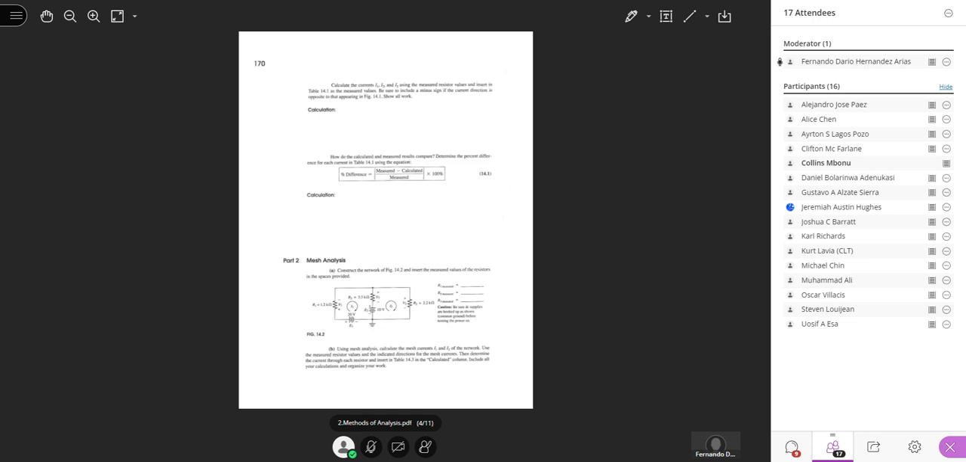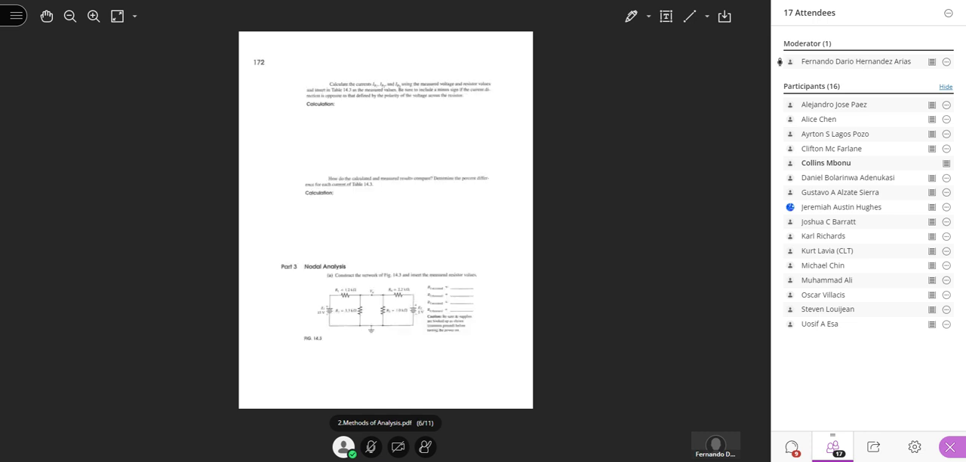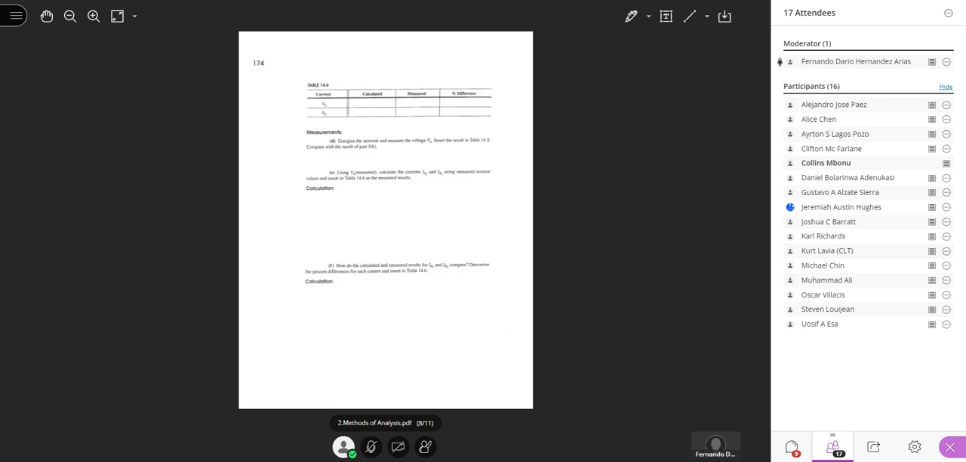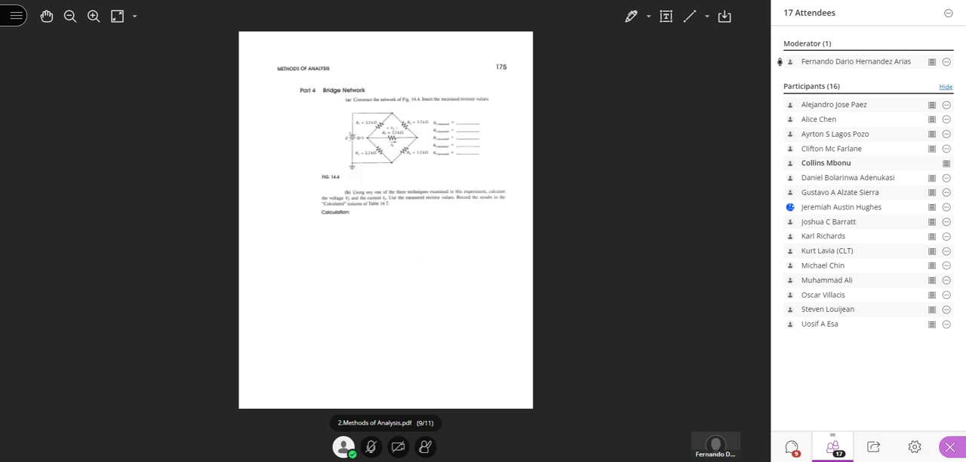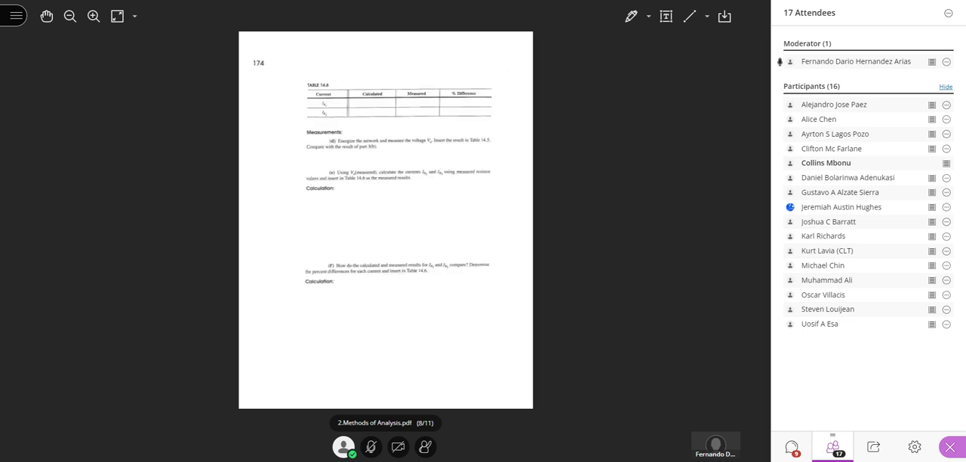Then you will do mesh analysis, right? Nodal you wouldn't do, so it's only part 1 and part 2, okay? No part 3, no part 4. Part 1 and part 2 only.